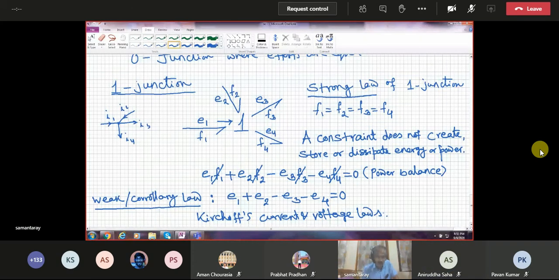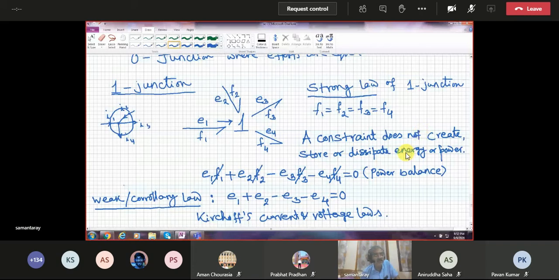What I have drawn here, this is not flows are same. This is for different flows. I1, I2, I3, I4 are different. So flows are different, but if you see that as a node equivalent to current, it should be F1 plus F2 minus F3 minus F4. That will be the zero junction. Right now this is something like a parallel junction.